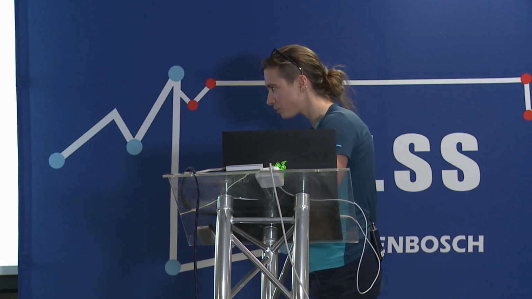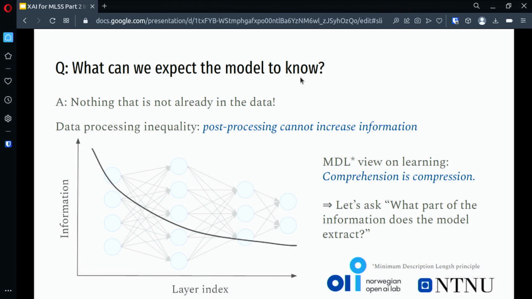So, okay, there is one theorem that basically tells you that no post-processing of information can add information to data, okay? So when you put data into a neural network, the neural network cannot add any information that is not already in the data. That's nice because that tells us that the model prediction can only rely on information inside the data.